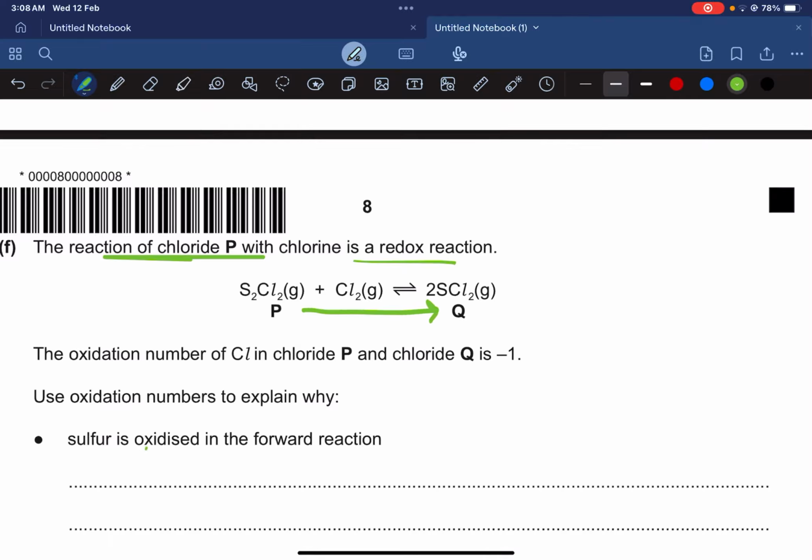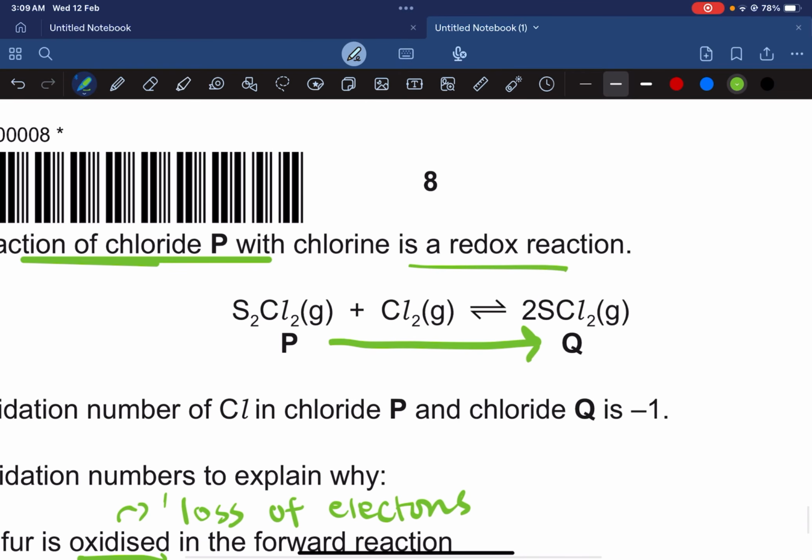Oxidation is loss of electrons. Remember, reduction is always gain of electrons and oxidation is loss of electrons. So we are basically losing electrons. Let's see how sulfur is losing electrons. That means the oxidation state will change. Let's figure out the oxidation state first. What is the oxidation state?